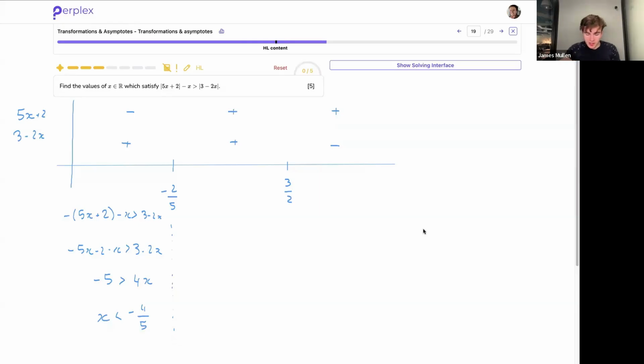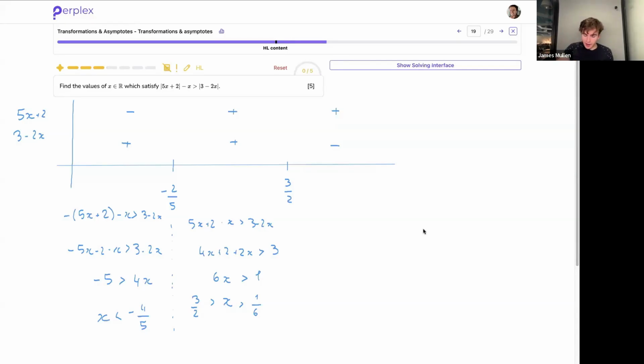In the second interval, both of these things are positive, so the inequality simply becomes 5x plus 2 minus x is greater than 3 minus 2x. And rearranging that, I'm going to have 4x plus 2 on this side, but then I'm going to do plus 2x is greater than 3. And that's going to give me 6x is greater than 1. So x is greater than 1 over 6. But remember that this is only true in the interval from negative 2 over 5 up to 3 over 2. So this has to stop on the other side at x is equal to 3 over 2. And that has to be exclusive, sorry, because after that it is not going to hold. So exclusive, 3 over 2.